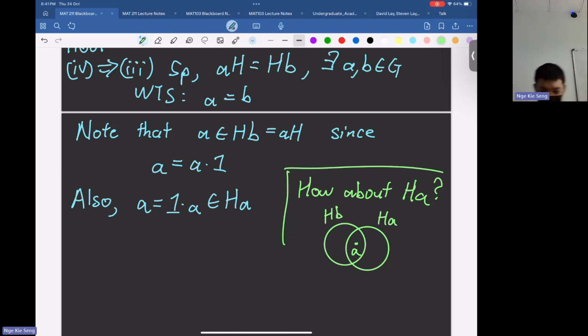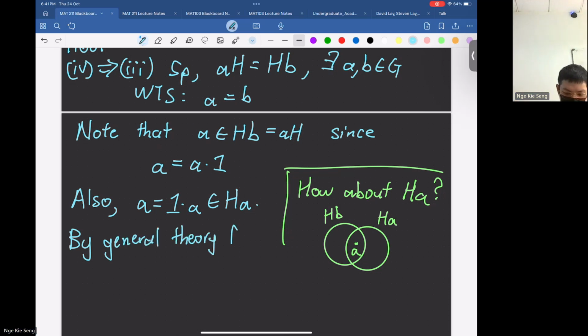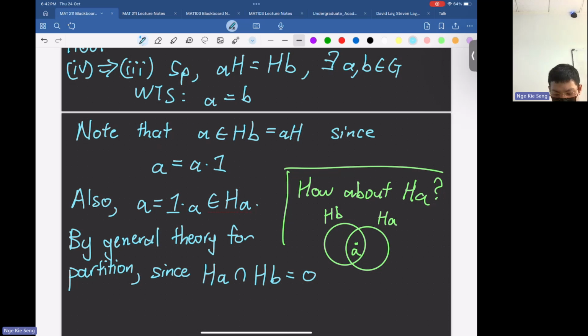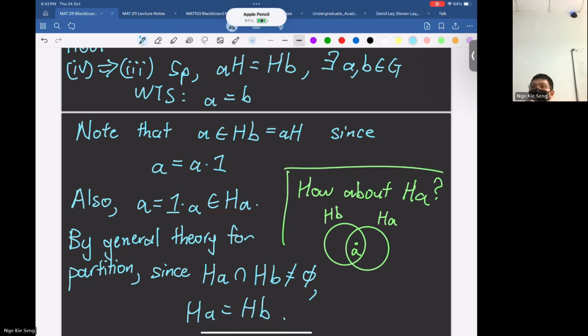Okay. So by general theory for partition, make sure this is in chapter 0, in the partition and the equivalence relation. Since HA intersect HB is non-empty, then HA must be equal to HB. Okay. Any question?